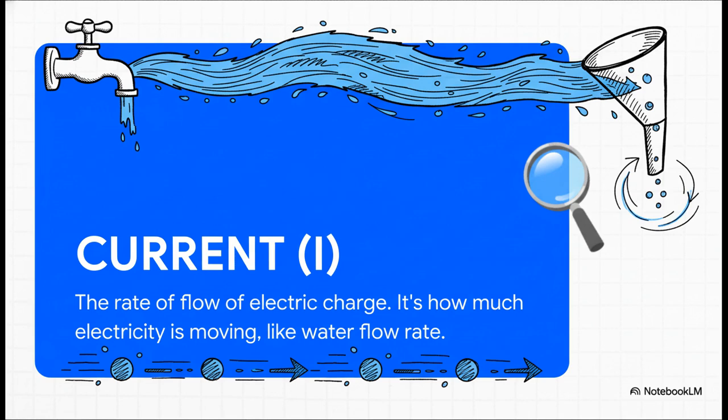Next, we have current. Now, if voltage is the pressure, current is the actual flow. Let's stick with our water hose analogy. Current is how much water is actually moving past a certain point. It's the electricity on the move, and we measure it in amps.